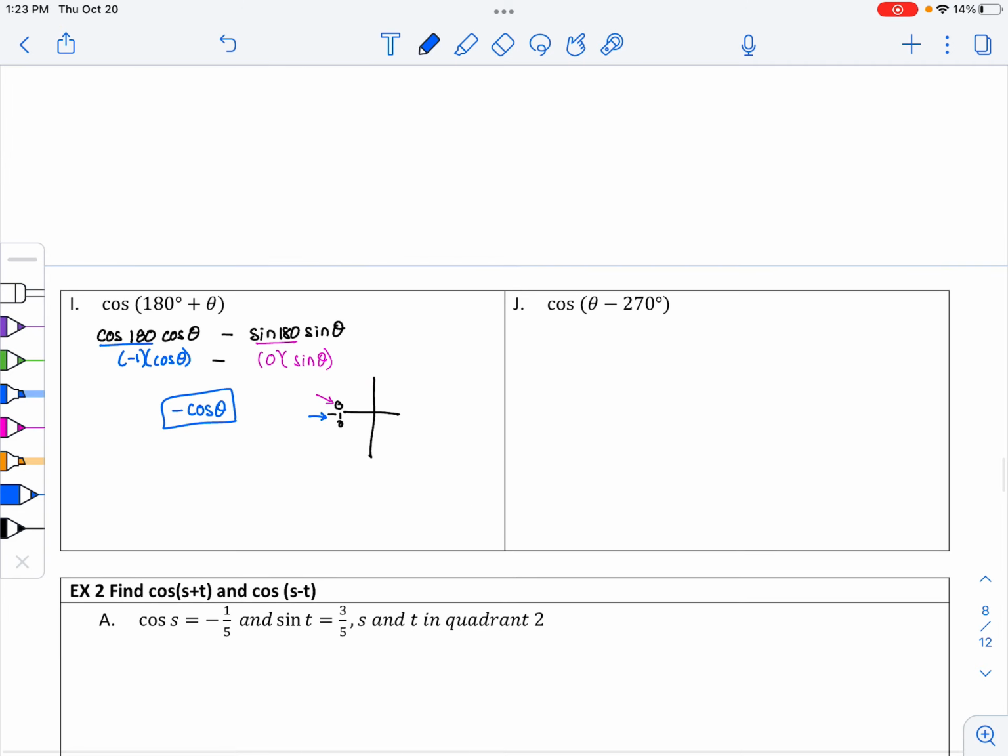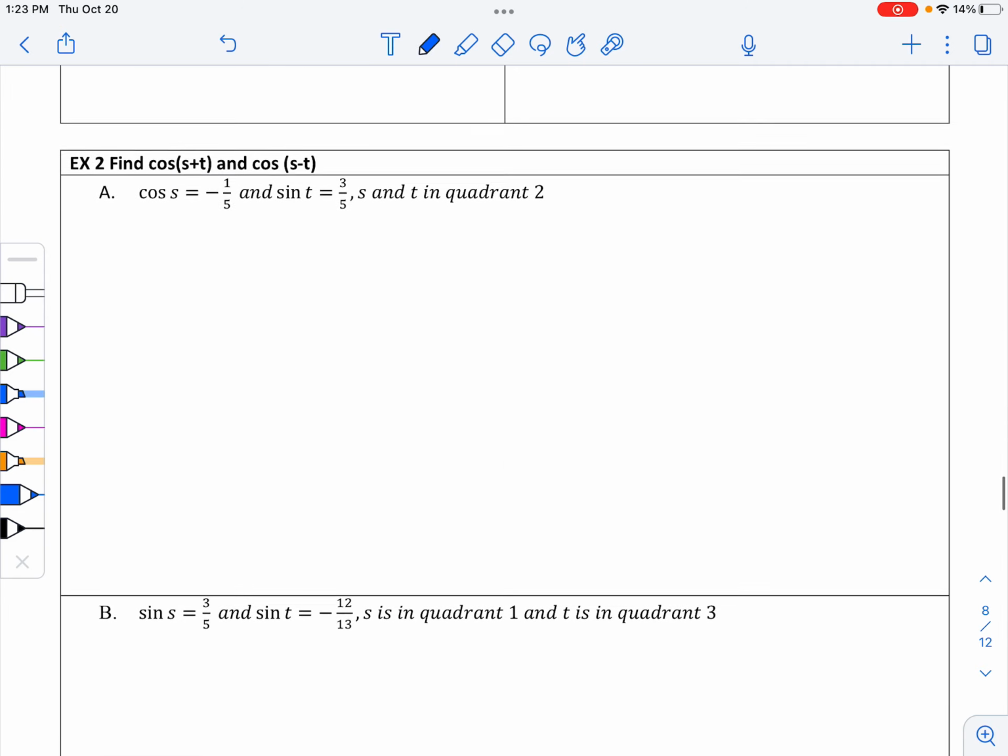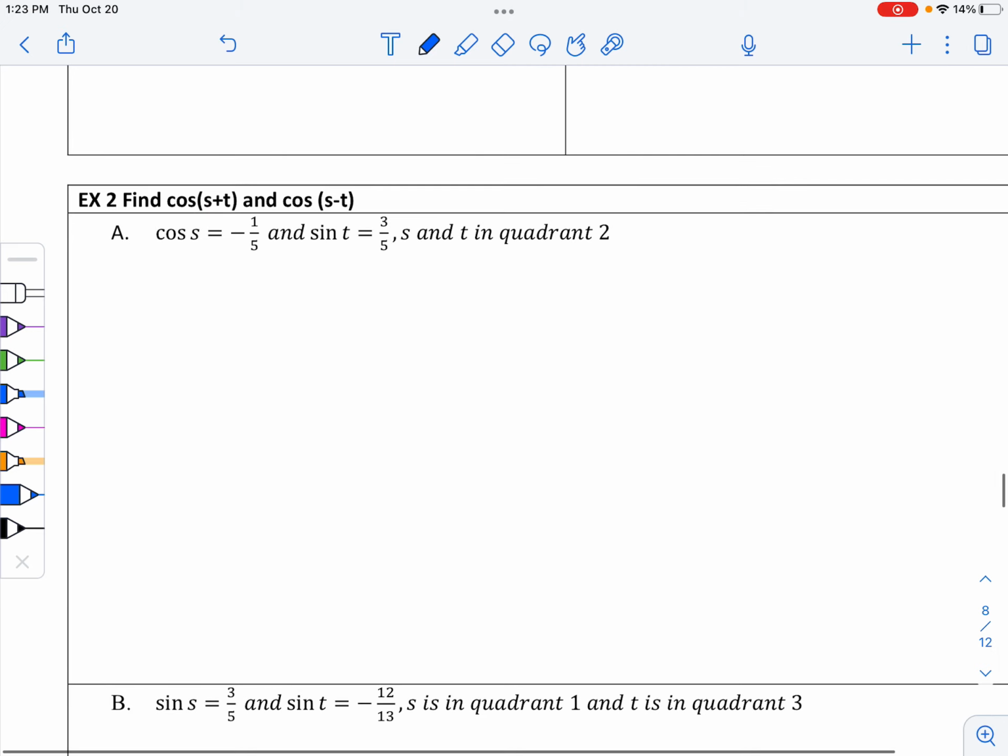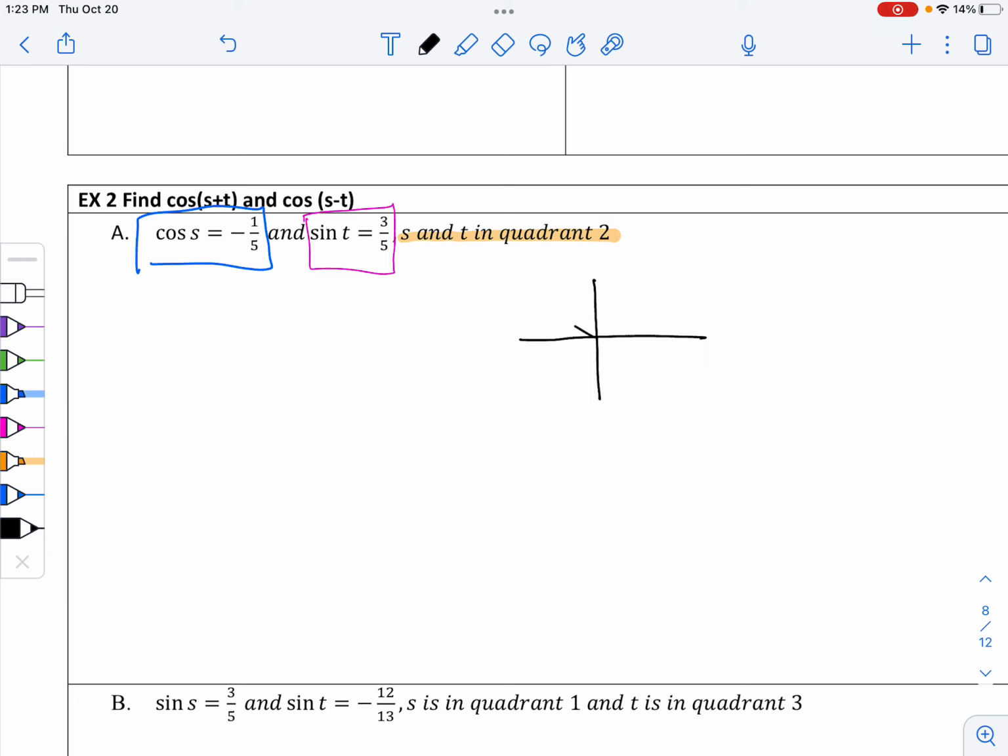Now jumping into example number 2. What I give you are two different information pieces. I am also telling you what quadrants both of those angles are in. In this case, we're talking about angle S. There's some information about angle S and some information about angle T. The problem tells me that both of them are drawn in quadrant 2. So I'm going to draw them out.